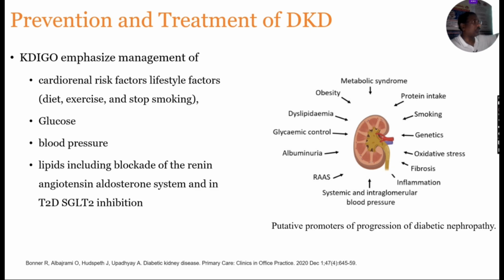See the picture, a beautiful picture here, the kidney. See how many diseases are bombarding the kidney in a diabetic individual. Now, metabolic syndrome on top at the 12 o'clock position. At 1 o'clock you have protein intake, that is our animal protein intake, more fish, more biryanis, etc. Smoking at 2 o'clock. At 3 o'clock, we can't change our parents' genetics. And then oxidative stress at 4 o'clock, fibrosis at 4:30, at 5 o'clock inflammation, at 6 o'clock systemic and intraglomerular blood pressure, and then RAS activity, albuminuria, glycemic control, dyslipidemia, obesity.